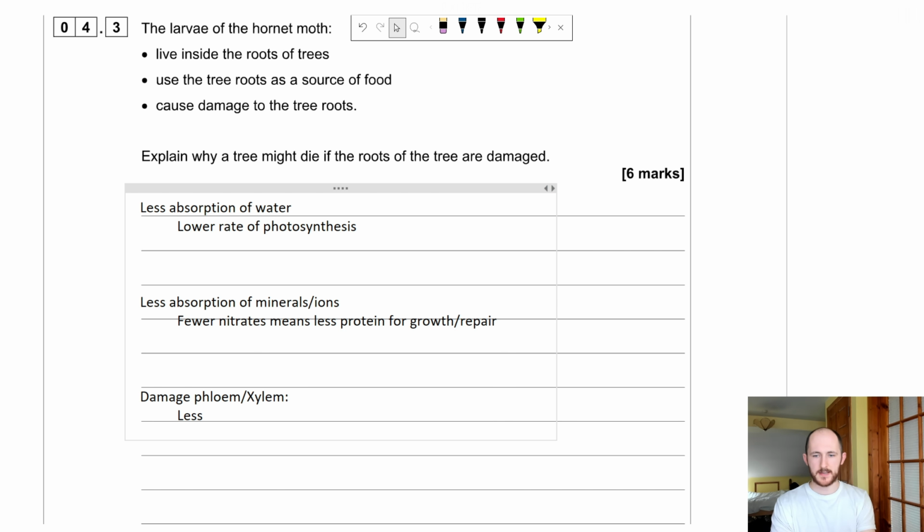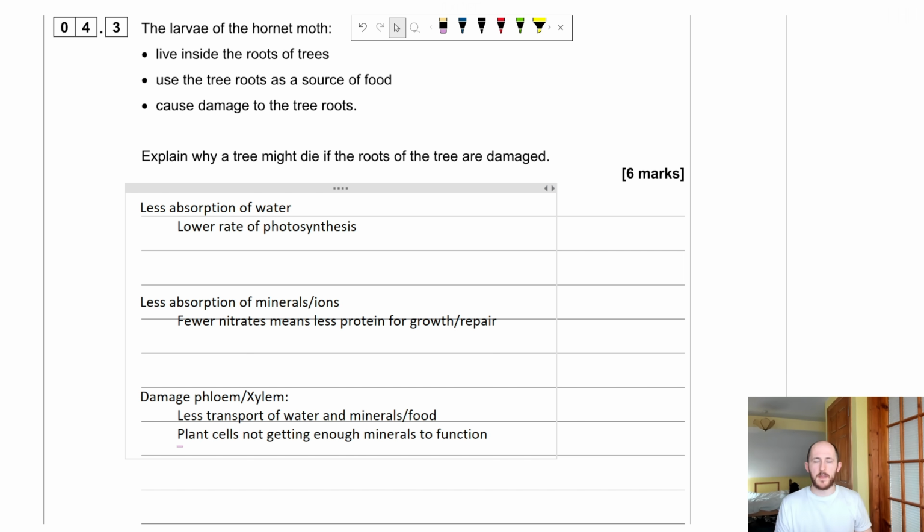Well, that means there's less transport of water and minerals / food which leads to plant cells not getting enough minerals to function. So you could give an example there. For example, magnesium helps in photosynthesis. So if magnesium isn't getting to the leaves, then no photosynthesis, which is bad. So you can even go back now and just write this. A lower rate of photosynthesis. Okay, cool. What else? Which means there's less glucose.